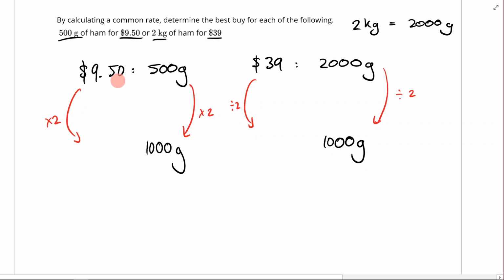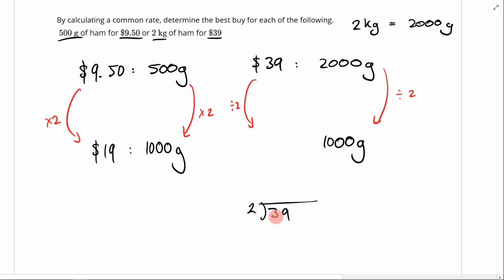What is 950 times 2? Well, it's going to be $19, because you're just doubling it. And what's 39 divided by 2? Well, if you weren't 100% sure, you could come down and do this.